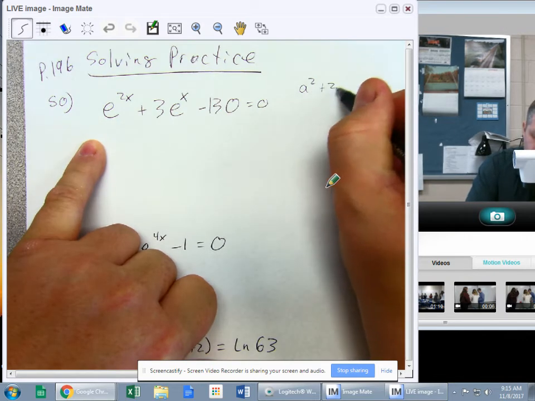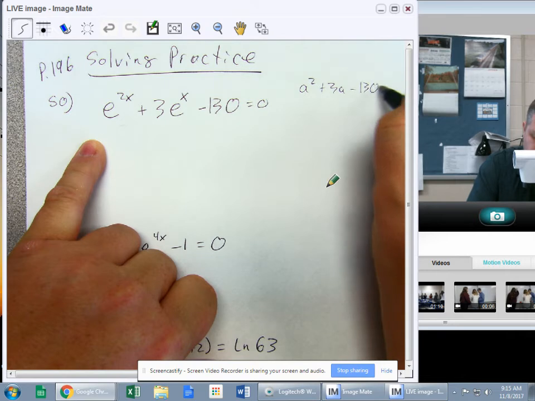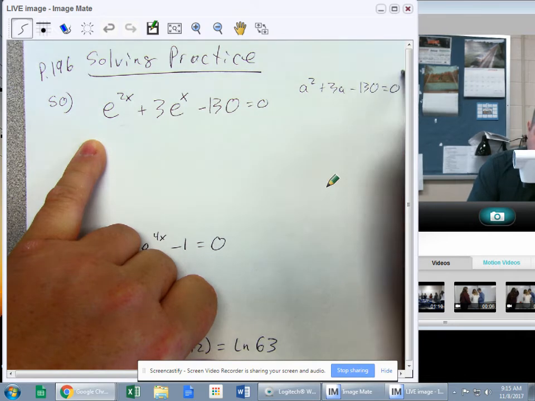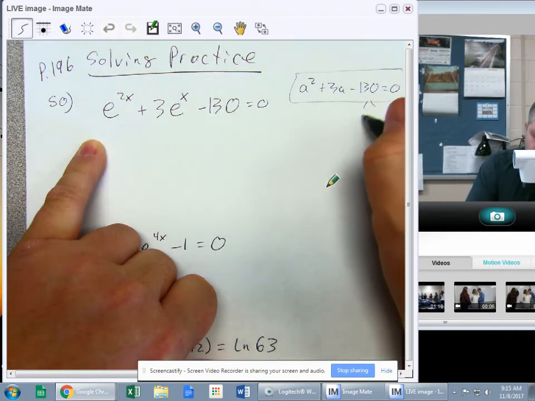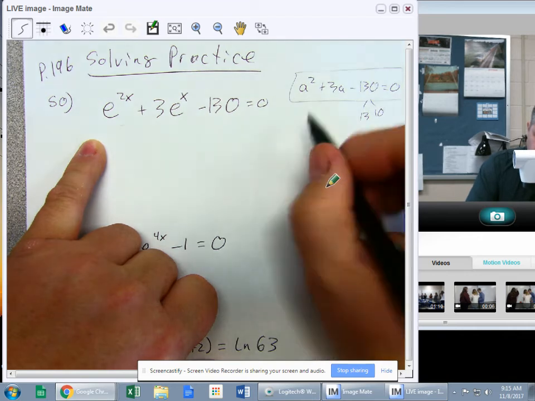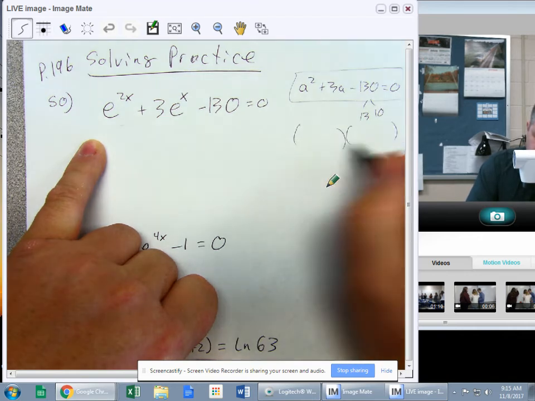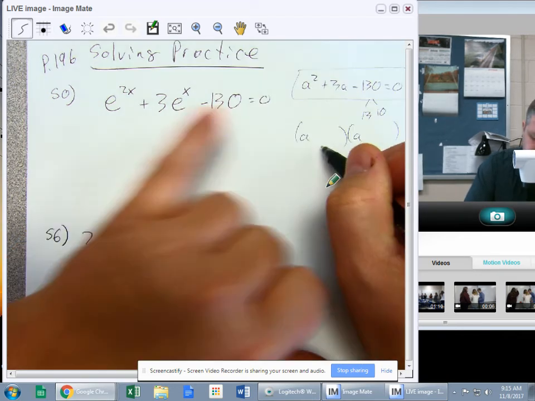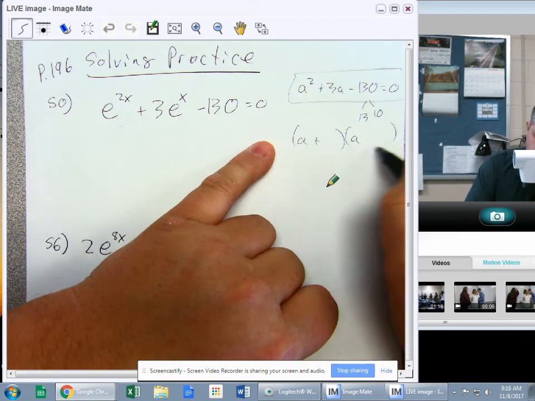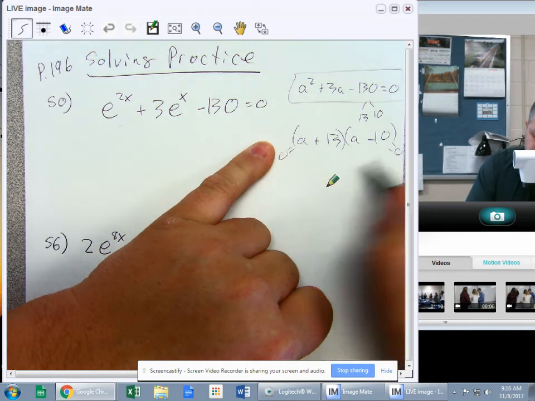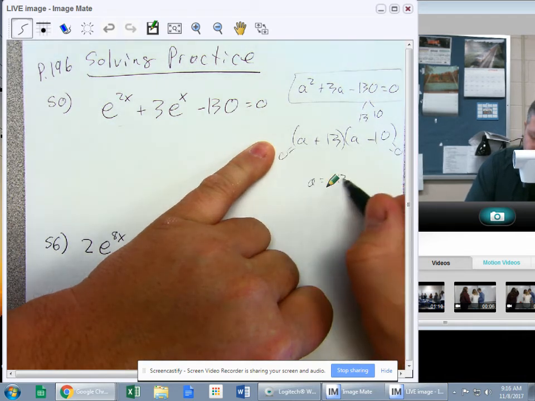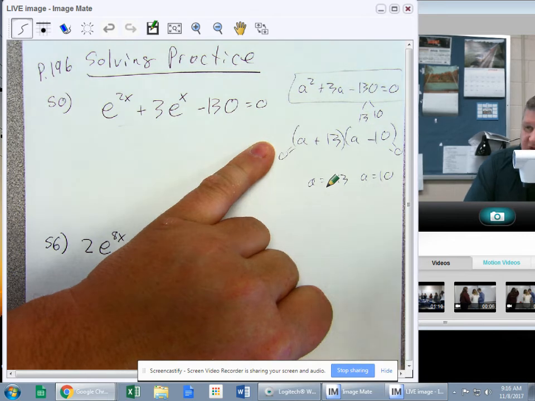A squared plus 3a minus 130 equals 0. Hopefully, everybody looks at this, and because it's basic algebra 1, you say, oh, that's 13 and 10. And so you say, parentheses, A, and we're going to have a plus and a minus, and a 13 and a 10. And in this case, you could solve it by setting each piece equal to 0. A equals negative 13, A equals positive 10.